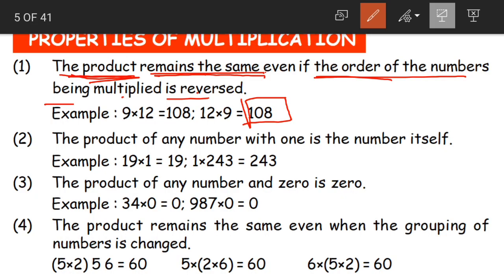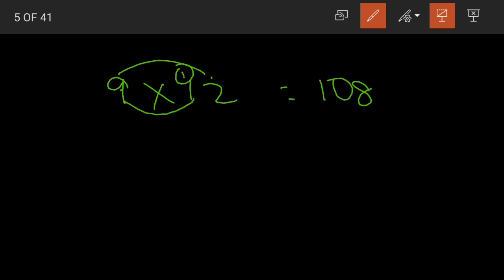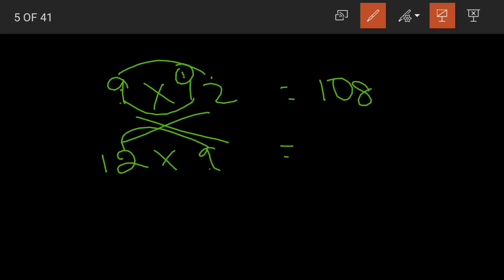Yes, let us take here, what example did they give? 9 into 12. See, how can we do this? 9 into 12, 9 twos are 18, 1 carried, 9 ones are 9 plus 1, 10. Now changing the order, reversing the order. 12 comes first and 9 comes second. 9 twos are 18, 1 carried, 9 ones are 9 plus 1, 10.